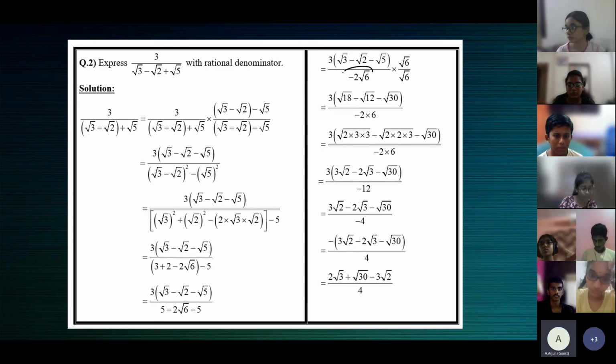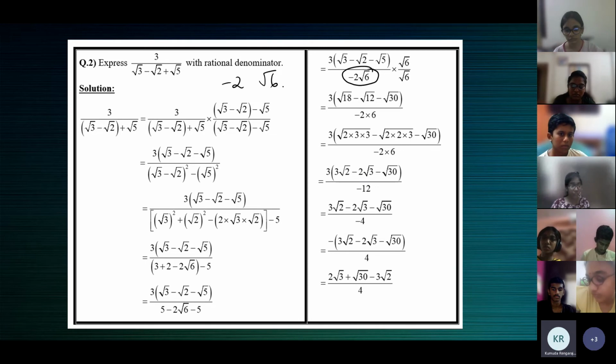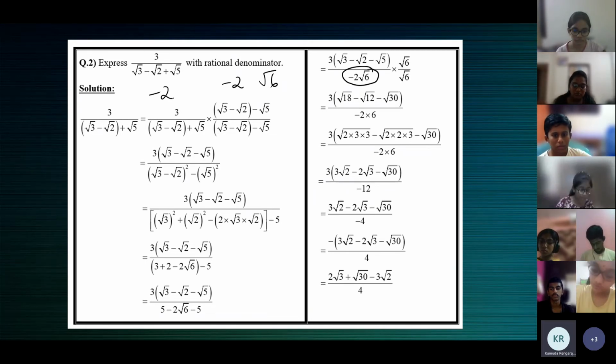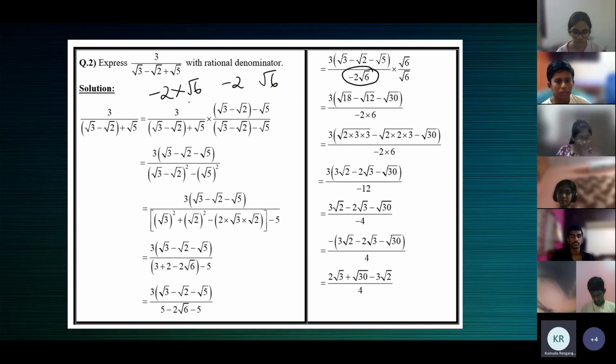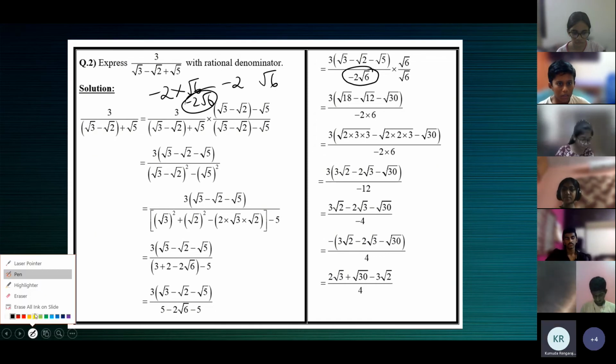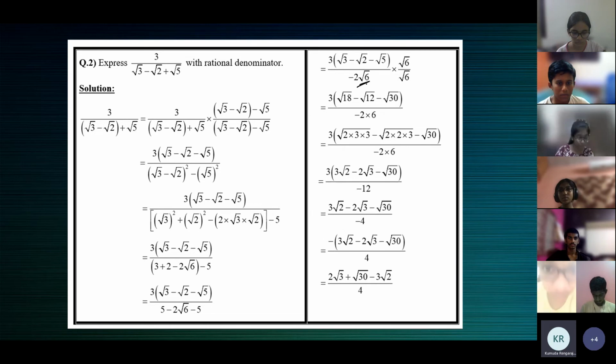This of course, the entire thing is irrational. If you take minus 2 separately, it is rational. Root 6 separately, it is irrational. But when you multiply, minus 2 root 6 is irrational. The whole thing is irrational. So the denominator is irrational.